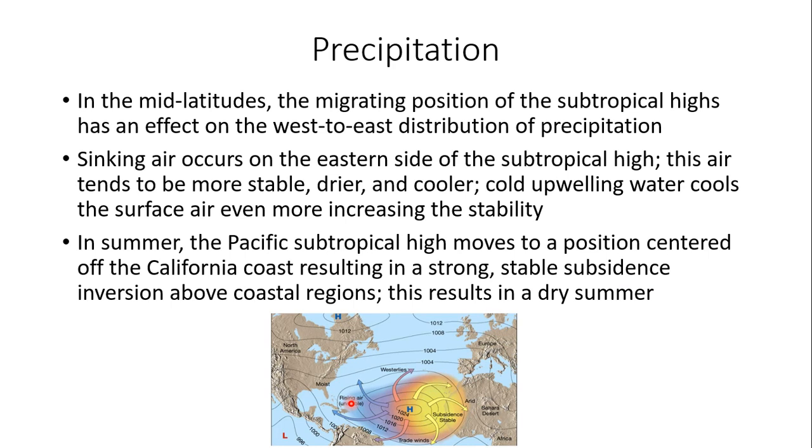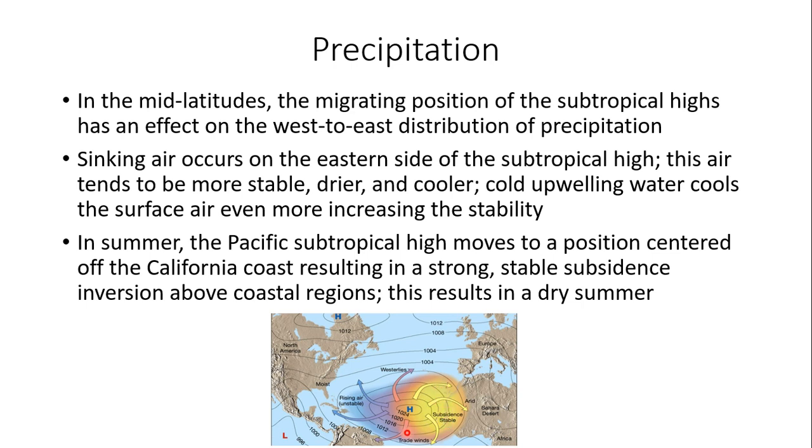Precipitation, and we talked about in the mid-latitudes, the migrating position of the subtropical high has an effect on the west to east distribution of precip. Sinking air generally occurs on the eastern side of the subtropical high. This air tends to be more stable, drier, and cooler, and then you get colder upwelling water from the north, which cools the surface air even more, increasing the static stability.